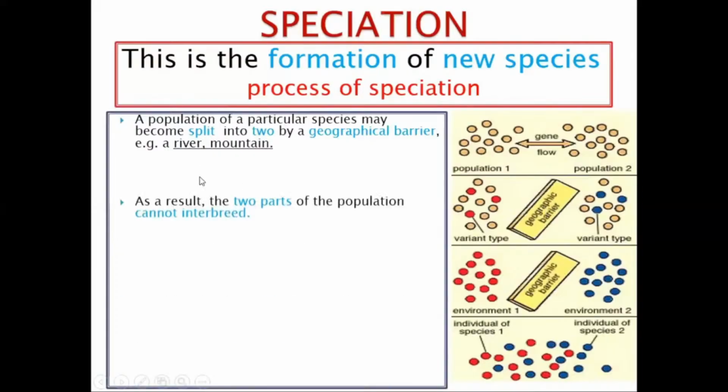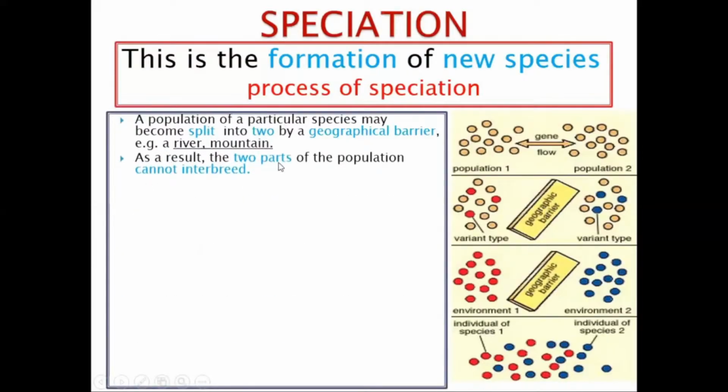So now we are saying that as a result, the two parts of the population cannot interbreed. A geographical barrier has been introduced here, and now these two cannot interbreed. There is no gene flow. This one cannot have sex with this one. Why? Because of the geographical barrier. Therefore, there is no gene flow between the two. It means that these ones cannot cross to this side and these ones cannot cross to that side.